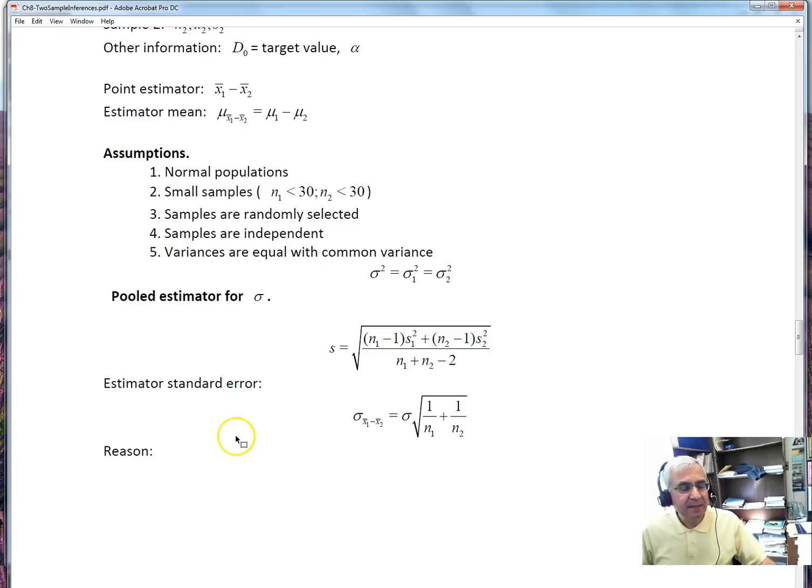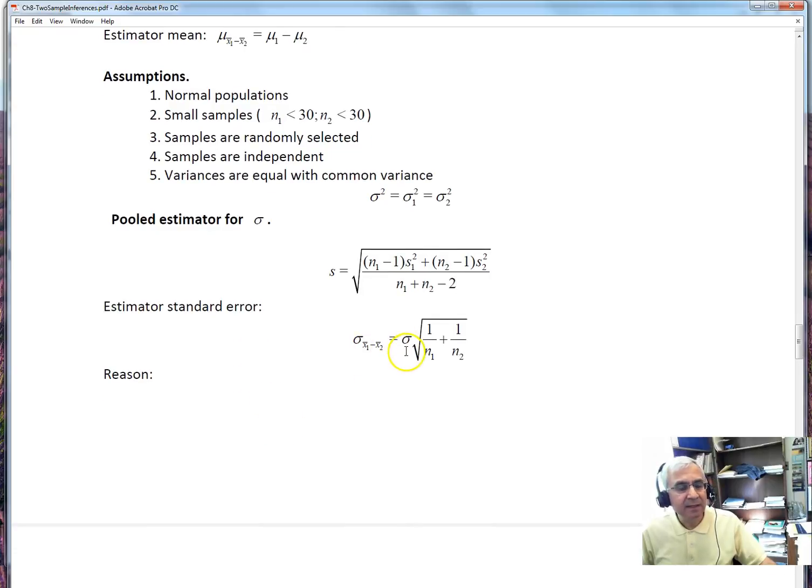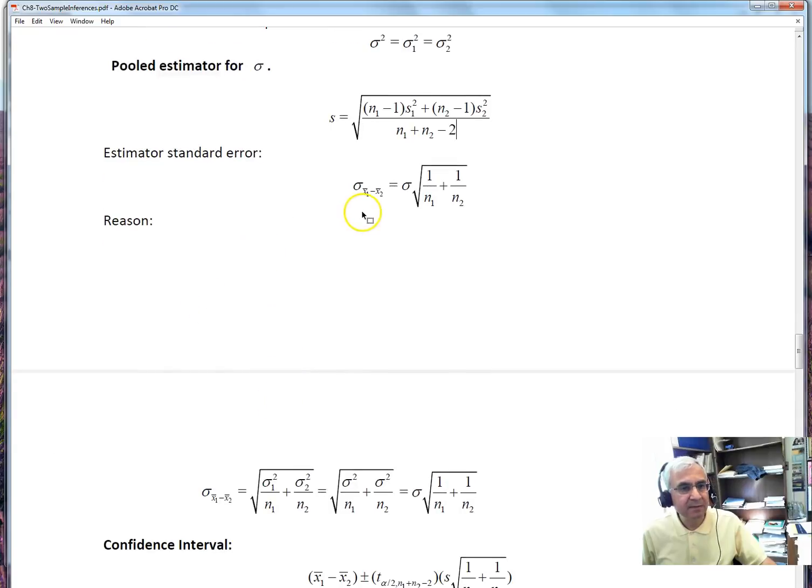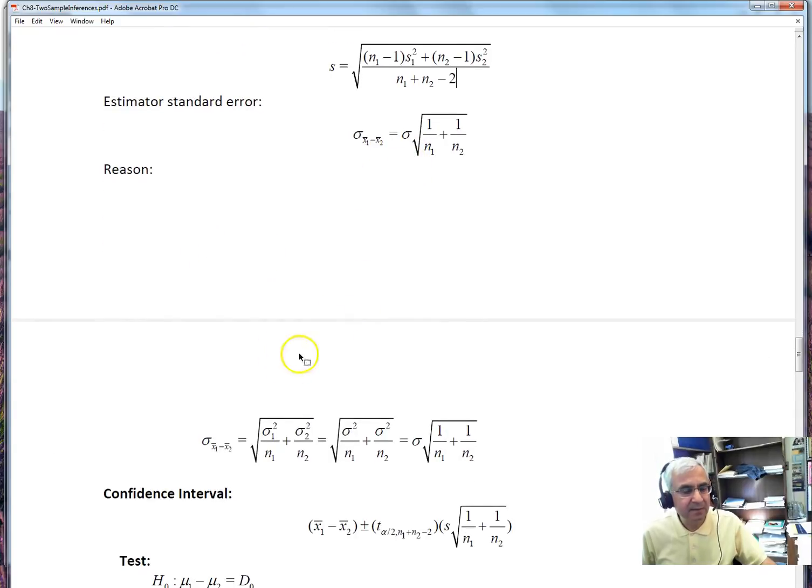And so the estimated standard error, sigma, I can estimate by S times the square root of 1 over n1 plus 1 over n2. The reason we get this is that the variance for x bar 1 minus x bar 2 is given by this formula, but now my variances are equal, so I replace them by the common value, sigma squared. I can pull it outside, and that gives me this value here.